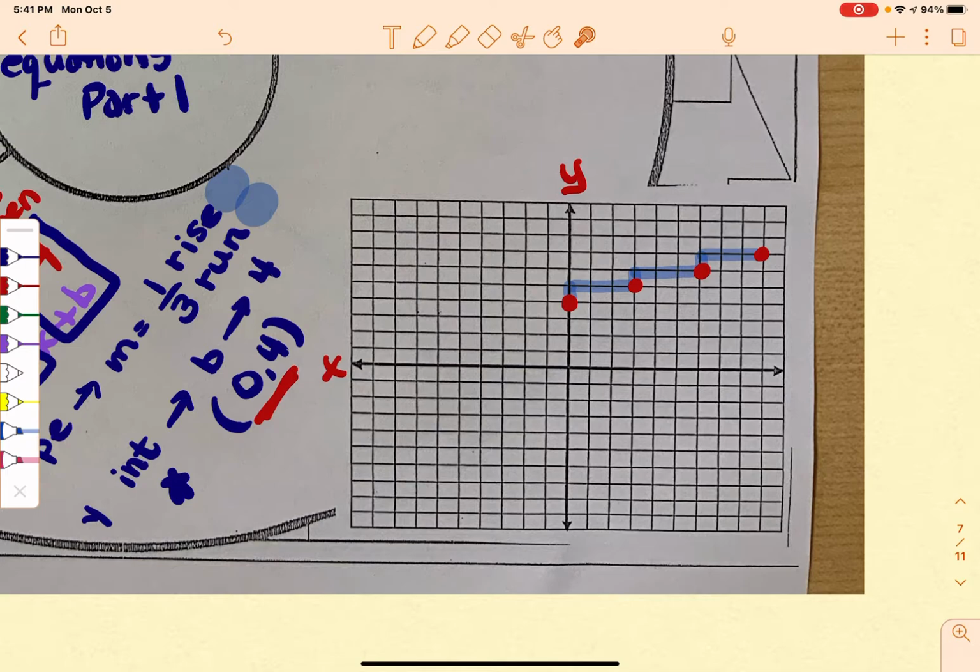Now, here's the good news. I know there have to be more points back here, right? That's the only way it's going to make a line. So what I'm going to do is work backwards. So I'm going to go down 1 and back 3 to make my next point. Down 1 and back 3, and again, down 1 and back 3.